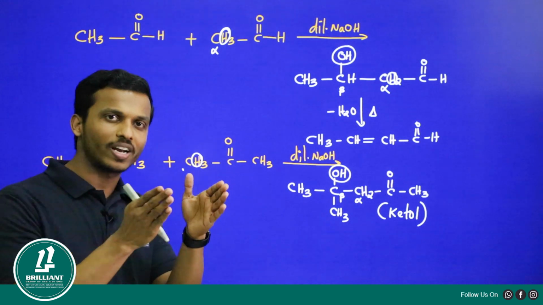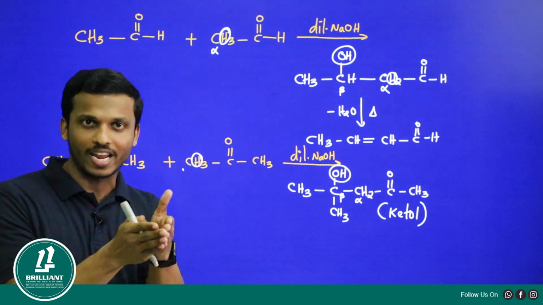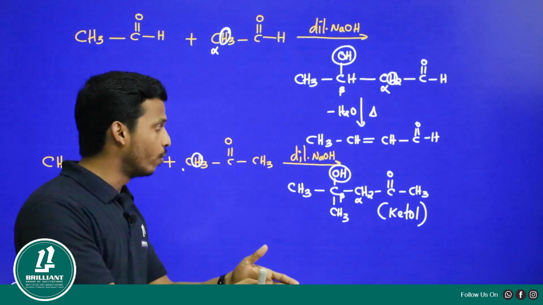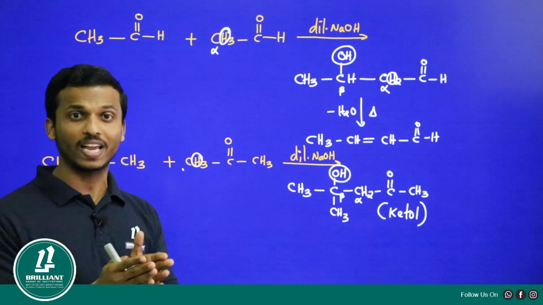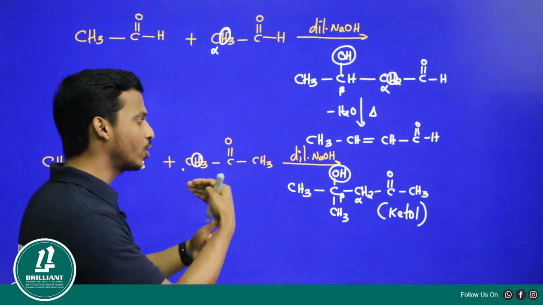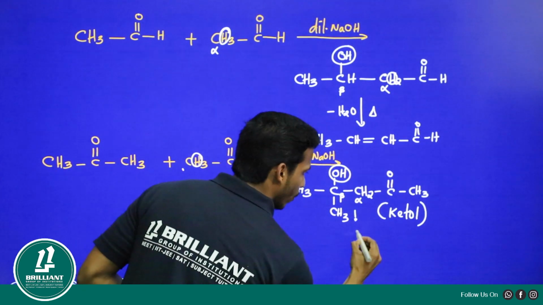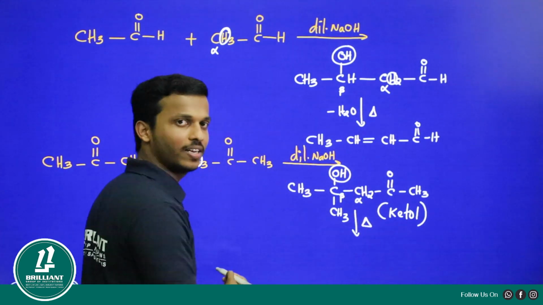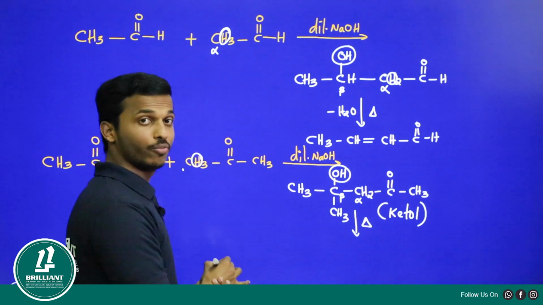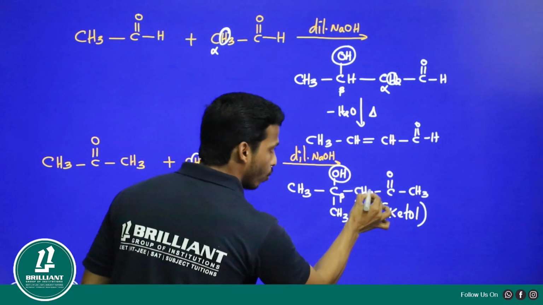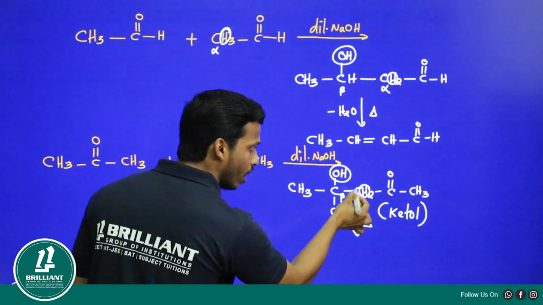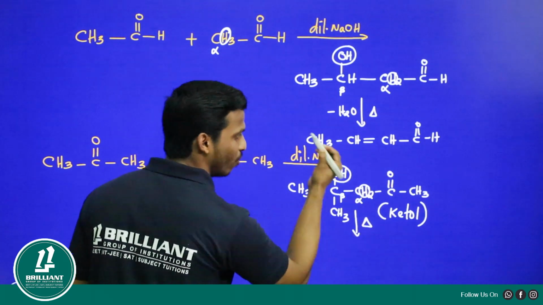So when two same aldehydes react, you will get aldol. When two same ketones react, you will get ketol. Okay, and ketol can also undergo dehydration, condensation. When it eliminates water on heating, from where will it eliminate water? The OH and one hydrogen. According to Saytzeff's rule, the more substituted alkene is more stable.